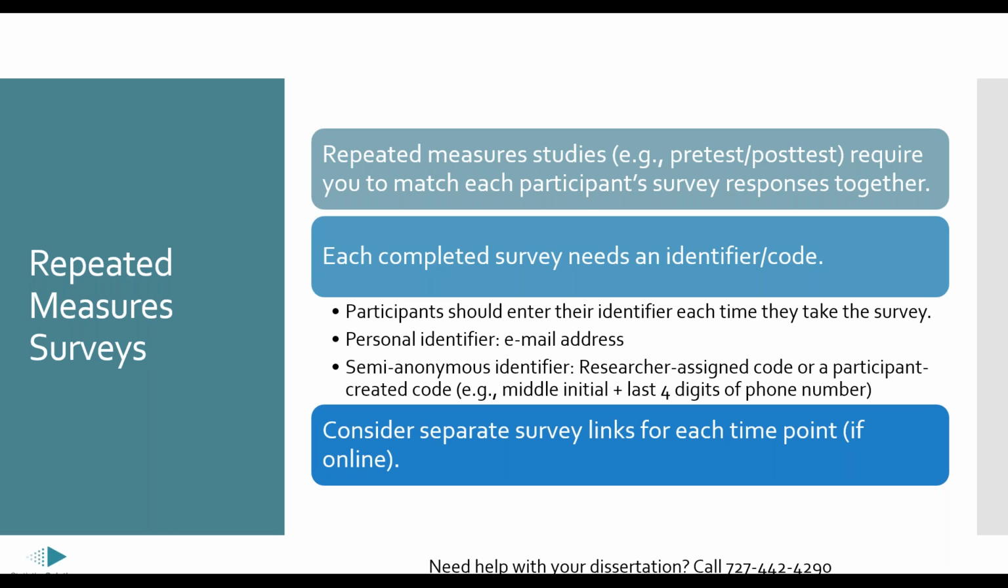You will want to create separate survey links if you're doing the study online. So you can create a survey for your pretest and then make a copy of that survey and do a separate survey link for your post-test. That way the pretest and the post-test responses are kept separate and you know exactly which ones are the pretest and which are the post-test.